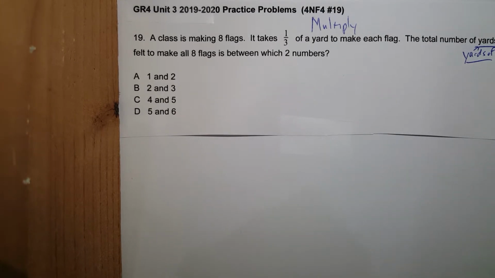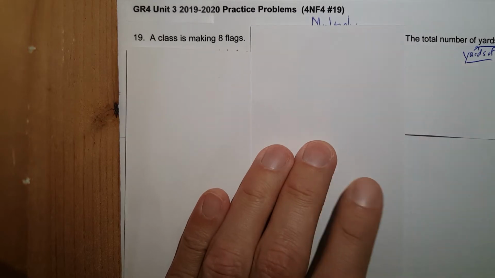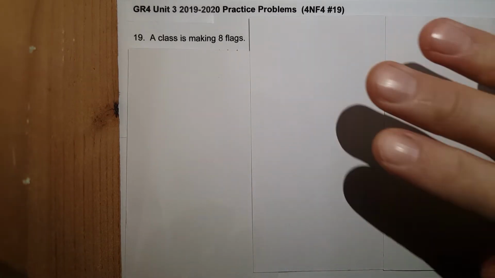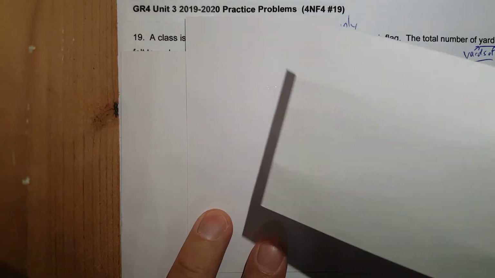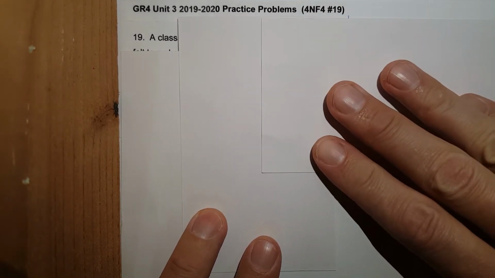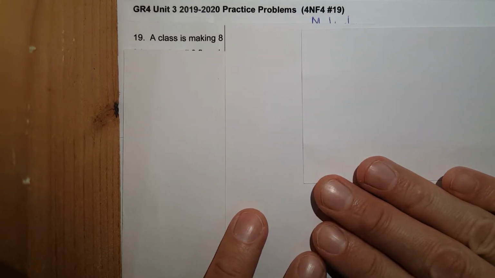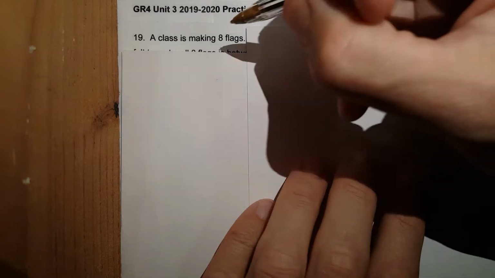Okay, word problems again, not as much, but remember, if you feel overwhelmed, take out as much as you can. Go all the way to class, just a class. What's the class doing? The class is making flags. How many are they going to make? They're going to make 8.